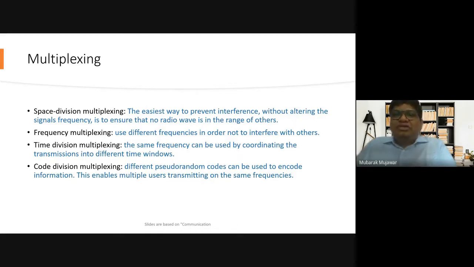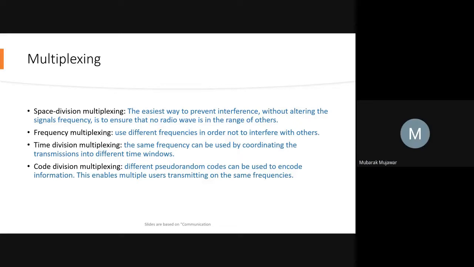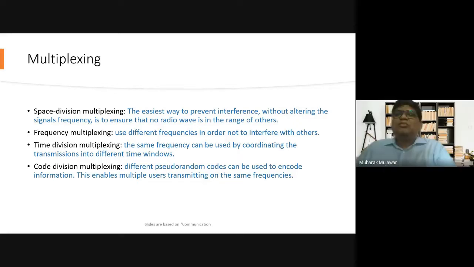And the last one, which is again quite interesting, is to make sure that we use different pseudo-random codes which can be encoded with some information. If we are encoding our signal with pseudo-random codes, then we can use the same frequencies at the same location at the same time. The only thing is all these frequencies are encoded. So unless you provide a key, a code, it will not be accepted. And that is the most commonly used technology in multiplexing.